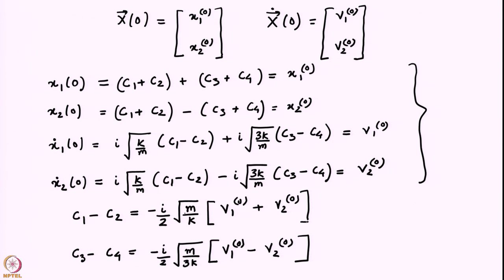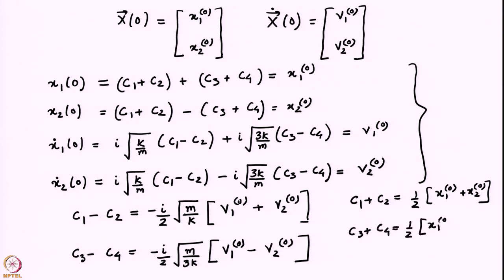So similarly, we can obtain expressions for c1 plus c2, and we expect this to be purely real. c3 plus c4 is also purely real. And so that completes our exercise. Now, substituting this and writing the final answer, we obtain, we are now shifting completely to real notation. There are no complex quantities in our final expressions like before.